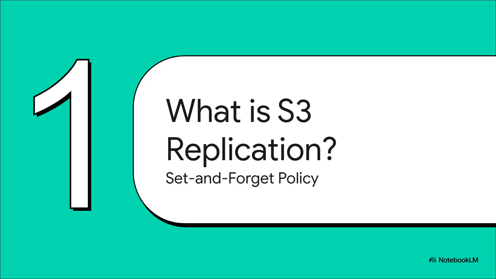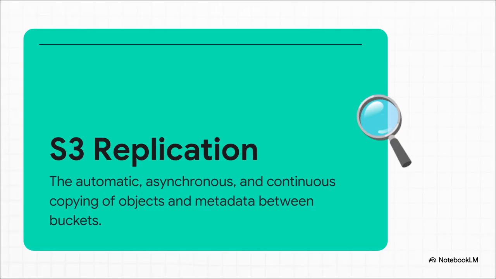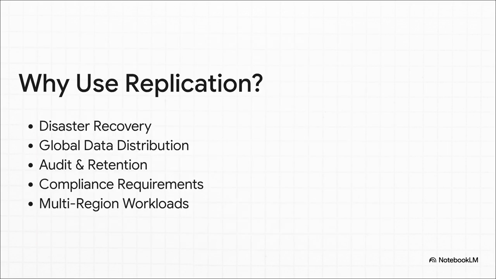I love to think of S3 replication as a set-and-forget insurance policy for your data. Seriously, you configure it one time, and it just works tirelessly in the background, keeping you protected. So what is it really? Well, at its core, S3 replication is just this automatic, asynchronous, and continuous process. It copies your S3 objects and all their metadata from what we call a source bucket to a destination bucket. And you really want to focus on those two words, automatic and continuous. It means once you set a rule, any new object you upload gets copied over, no questions asked, no manual work needed from you.